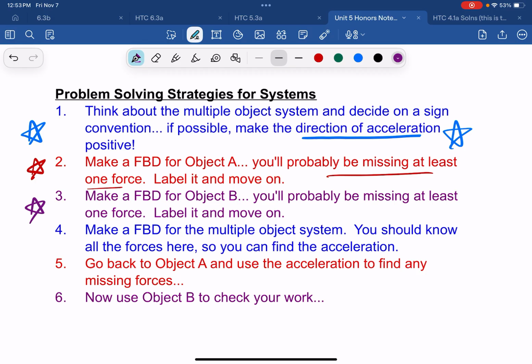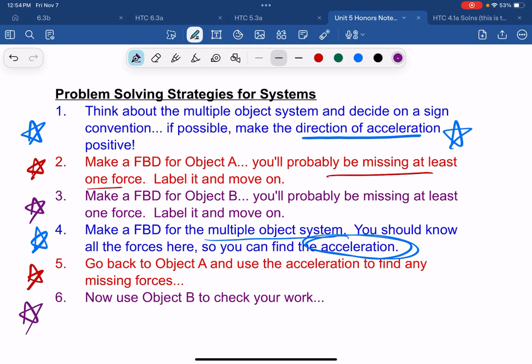Again, you're going to be missing some forces. So once you've done as much as you can on the free body diagram of the individual objects, now we go back and make a complete free body diagram for the multiple object system. Now we know all of the forces and we can use that to find the acceleration. Remember, both of our boxes are moving together. So if we know the acceleration of the two object system, then we know the acceleration of the individual boxes. So now I can go back to object A, I know its acceleration, and now I can find the missing forces and then repeat the same process with object B.